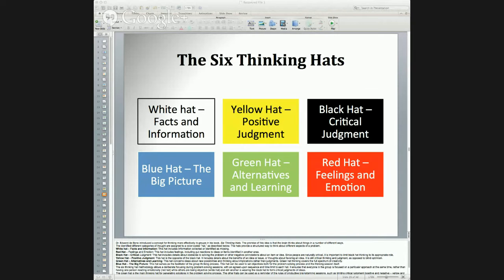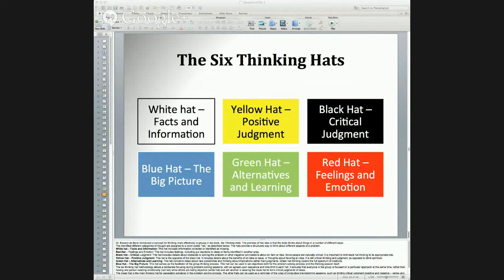Last but not least, the blue hat, the big picture. This hat serves as the facilitator of the group thinking process. This hat can be used to set objectives both for the problem-solving process and the thinking session itself. The six thinking hats methodology allows a deliberate focus during problem-solving sessions with an agreed-upon sequence and time limit to each hat.